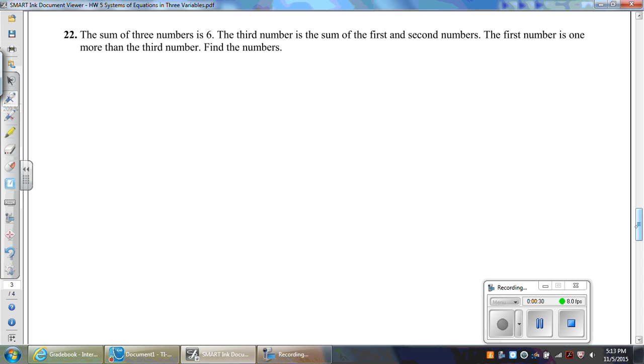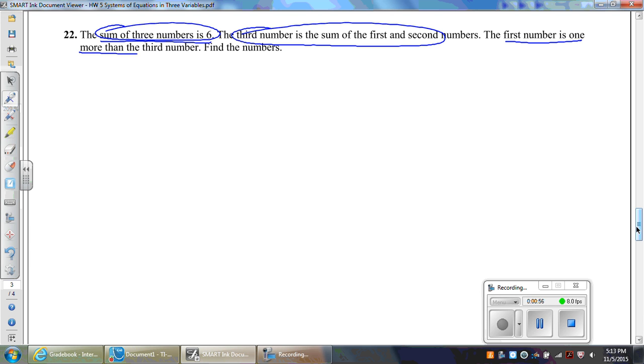And so, for example, here, problem number 2, a lot of you answered this question by guessing, which was not the correct way. So what you were supposed to do here was to create 3 equations. The first one, it says the sum of 3 numbers is 6. The second equation will come from here. The third number is the sum of the first and the second. And the last equation will come from here. The first number is 1 more than the third number.